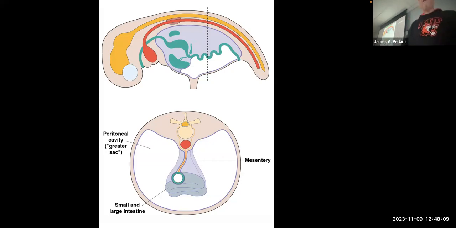So the question is, is the folding pattern of everybody's small intestine identical, or is it? No, the folding pattern of everybody's small intestine is not identical. In fact, the folding pattern of your small intestine is different now than it was 10 minutes ago. They're constantly moving.